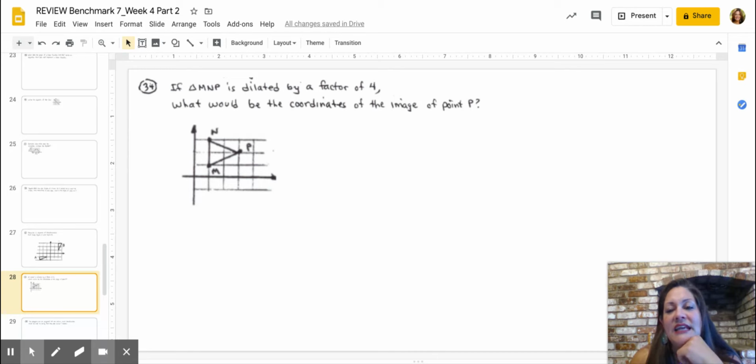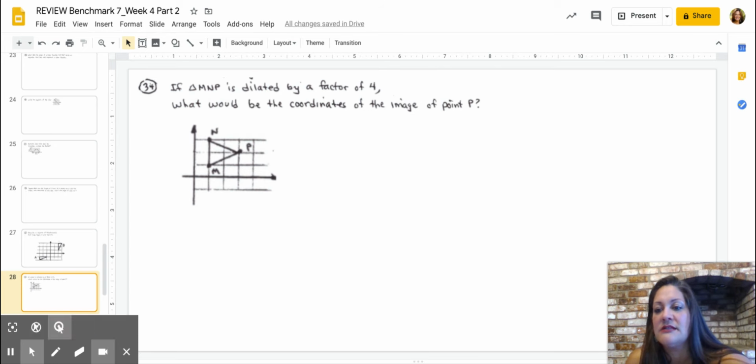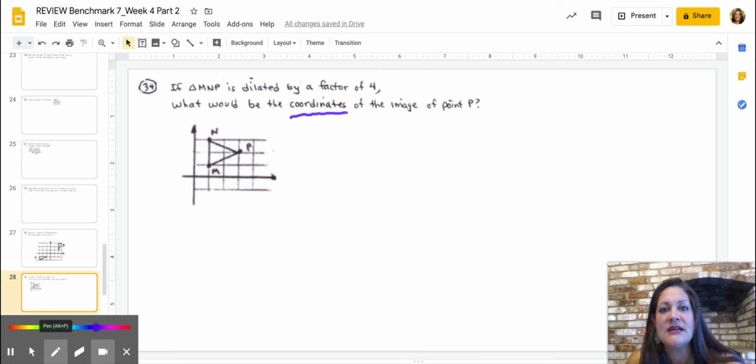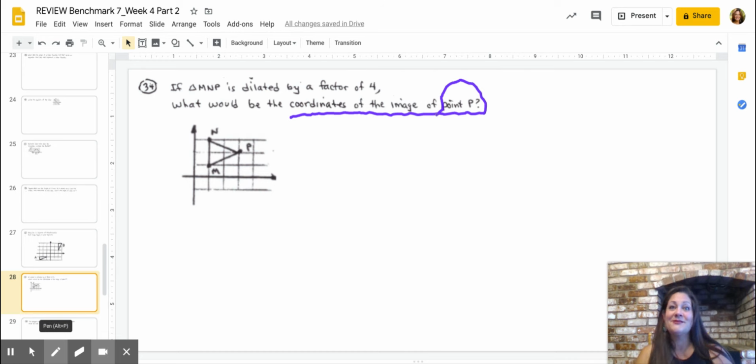(34) If triangle MNP is dilated, well, there's our word, dilated, so it's either going to get bigger or smaller, by a factor of 4, what would be the coordinates of the image of point P? Okay, so it just wants to know about point P. We could do all of them. We could even draw them on the graph, but because this question is specific and only wants the coordinates of the image of point P, almost looks like a P, that's what we're going to do.